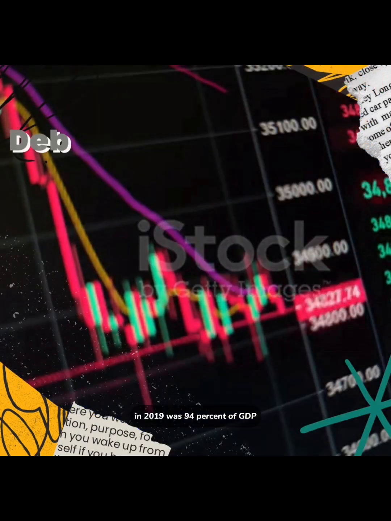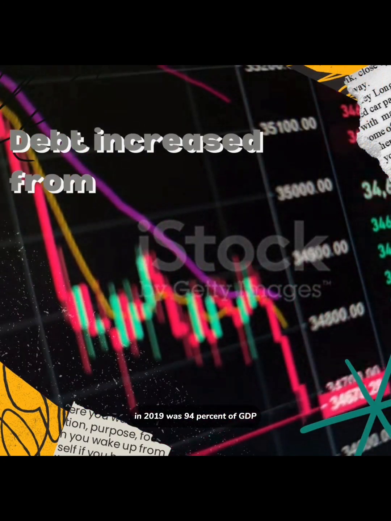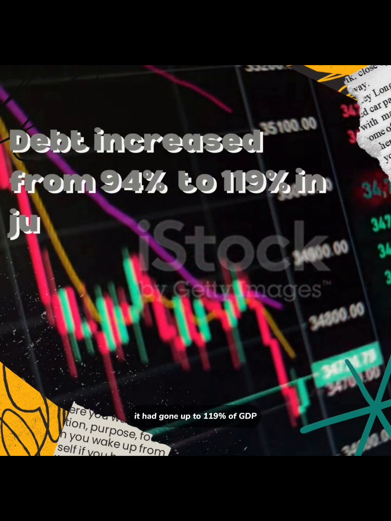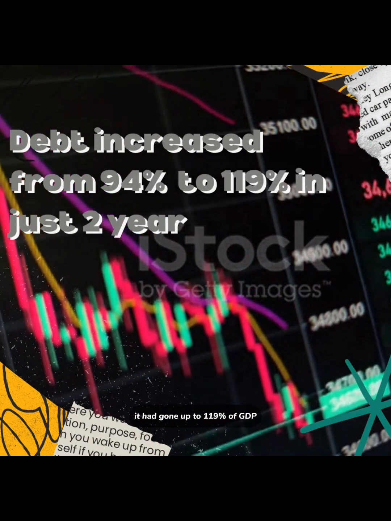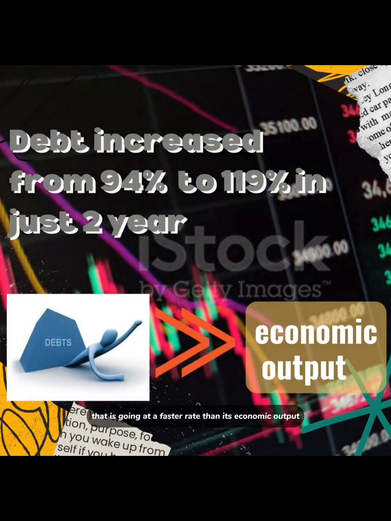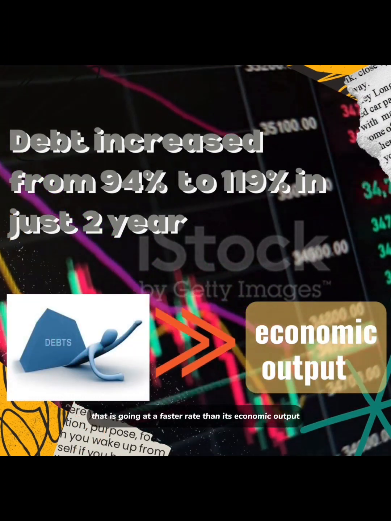The country's debt in 2019 was 94% of GDP. In 2 years, it had gone up to 119% of GDP. This shows that the country's debt is growing at a faster rate than its economic output.